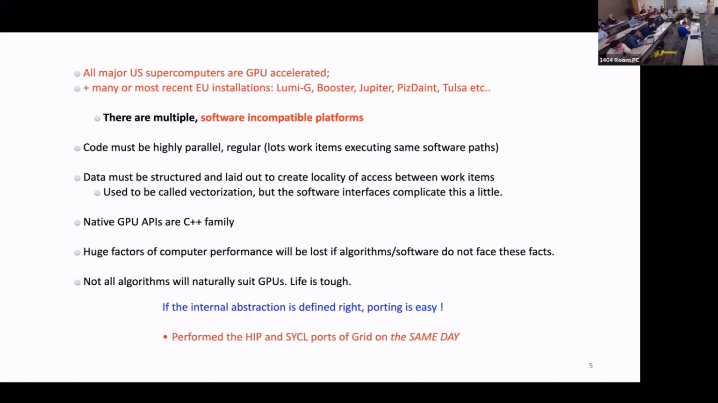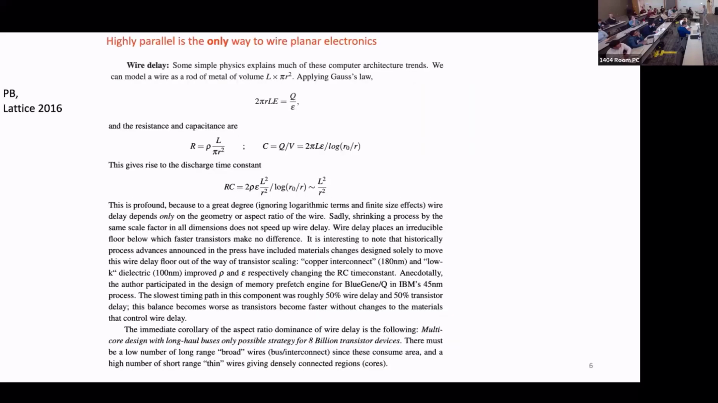I got that abstraction sufficiently close to correct that I was able to do the HIP and SYCL ports of Grid in the same day, right? It wasn't optimal straight away out of the box, but it was both of them in one day, right?